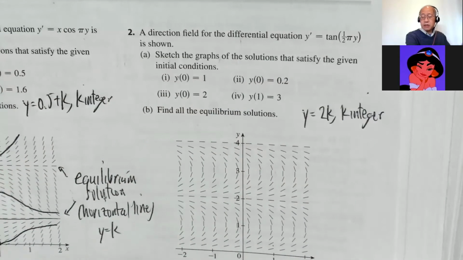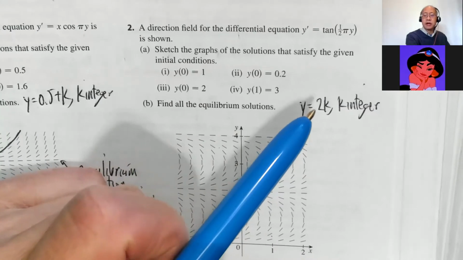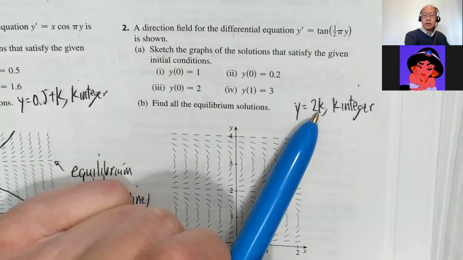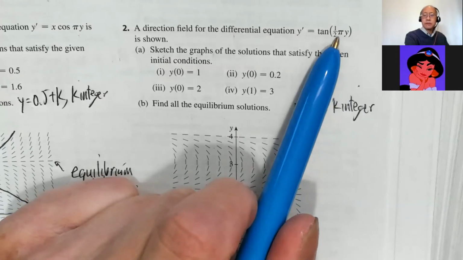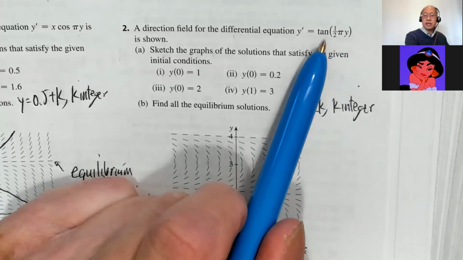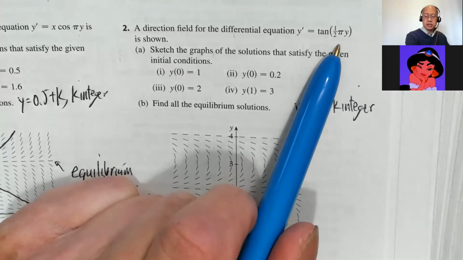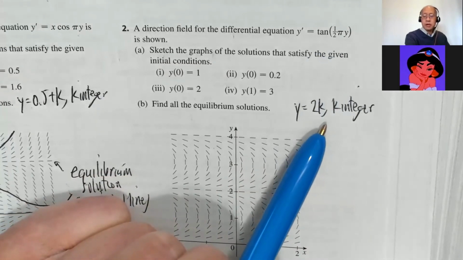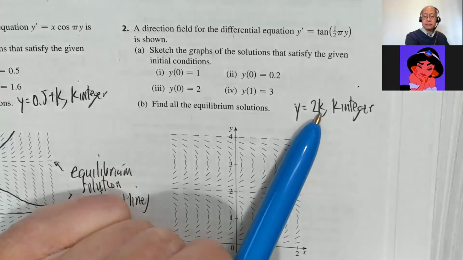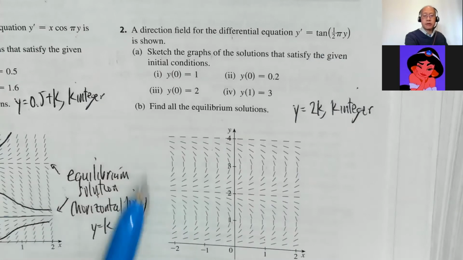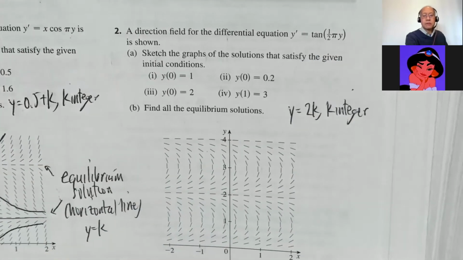And let's see, just out of curiosity, if I plug in 0, tangent of 0 is 0. If I plug in 2, I'm taking a tangent of pi, which is 0. And if I plug in 4, tangent of 2 pi, which is 0. So it seems to be working.